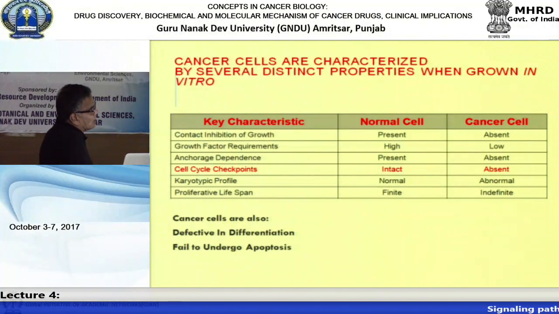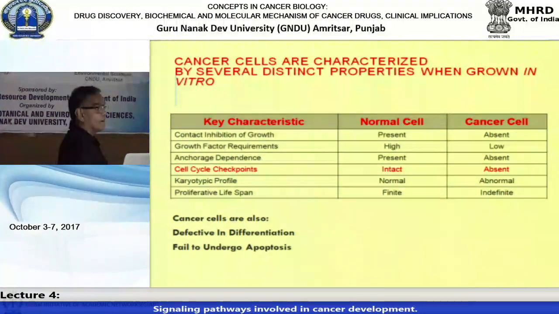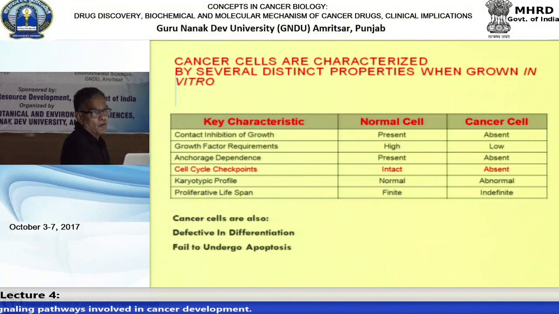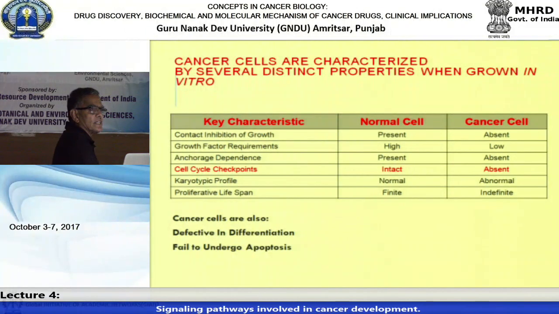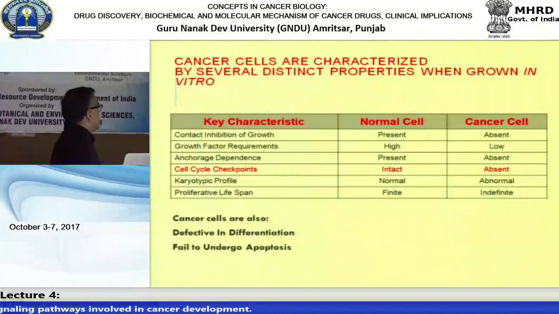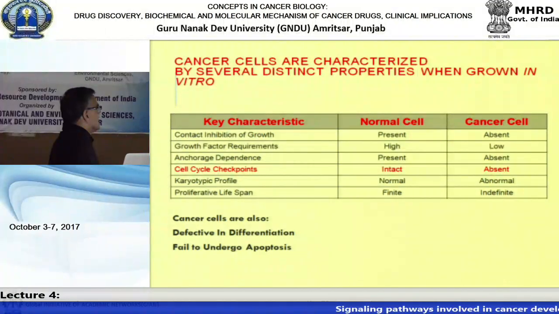Now you can call it abnormal from the point of view that it has a different function. The function is lost, so it's abnormal. But structurally, they still are, you know, your 23 pairs. And proliferative life, this is important. We discussed it yesterday, that the proliferative lifespan of normal cells is finite and of cancer cells is indefinite.